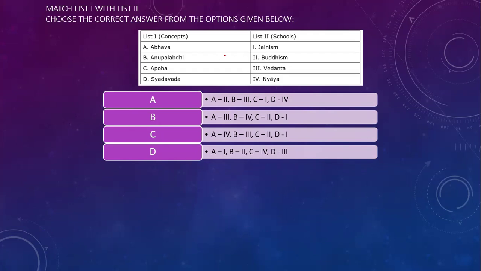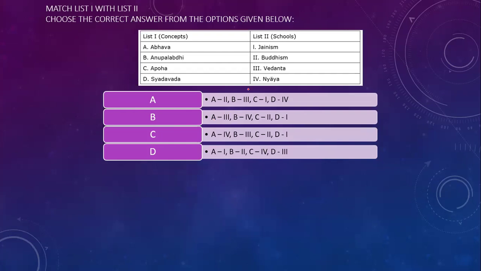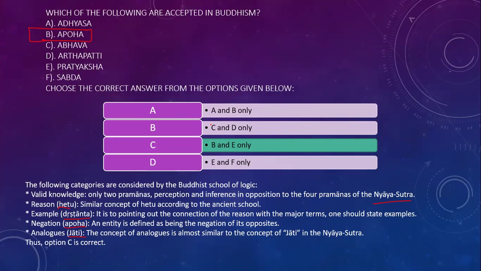Okay. So Buddhism is for apoha. Buddhism for apoha. Okay, C2. Nyaya school, 4. Nyaya, what we have is the Nyaya Sutra.